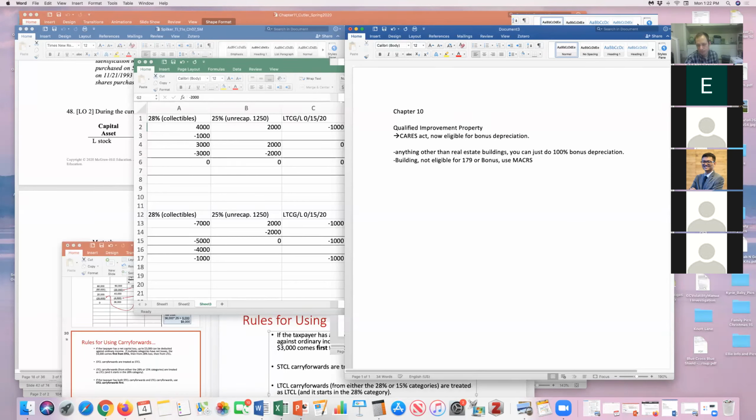Okay, so for fourth quarter property, just use the 179 expense, and then if it's lower than 40%, I can use the half-year convention on that. Yeah. Okay.